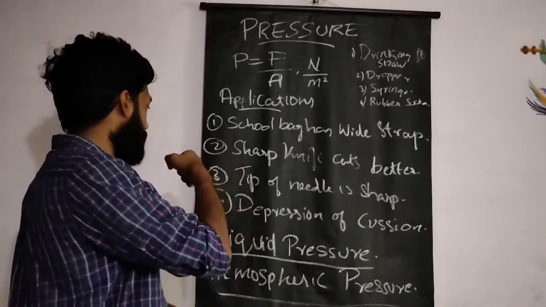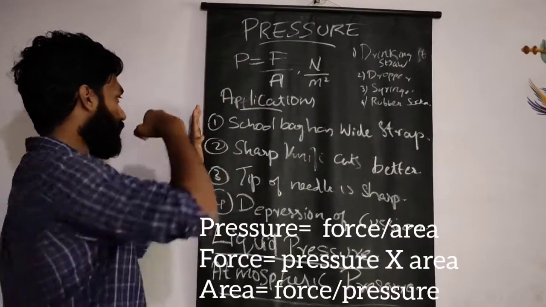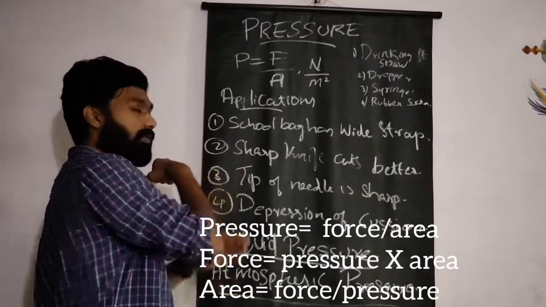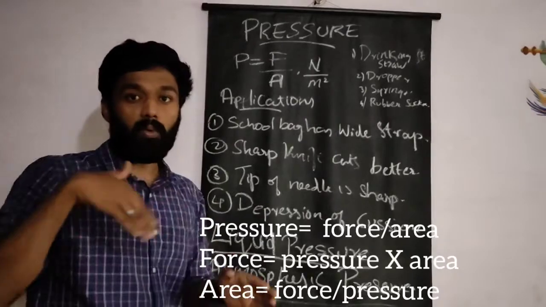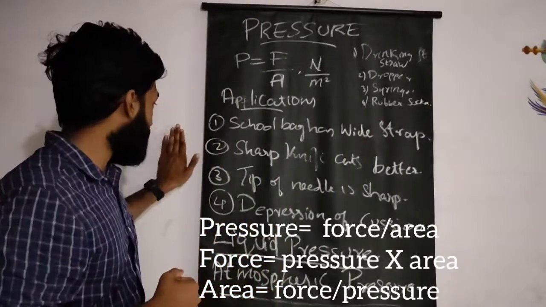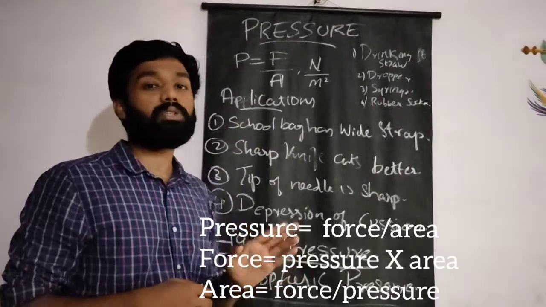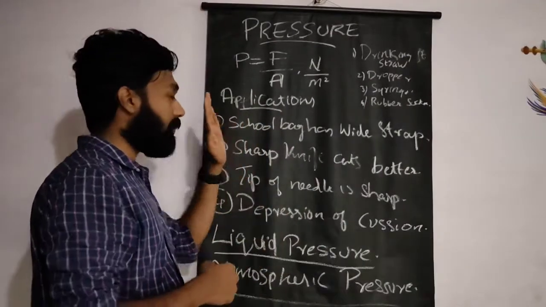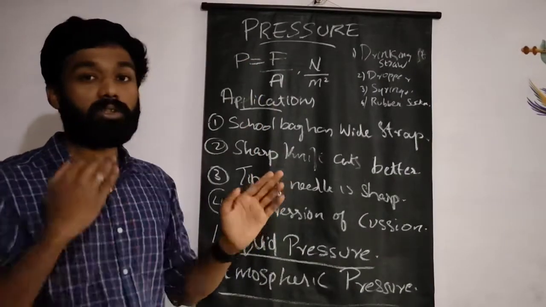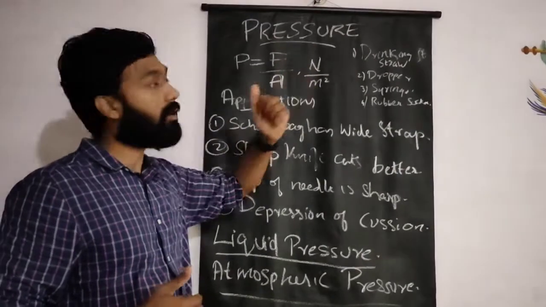If I am hitting this wall with the same force, I am hitting two surfaces, one which is flat and one which is not flat. At what time will I feel so much pain? When I am hitting the smooth or flat surface, I will not feel that much pain compared to when I am hitting a surface which is like this. Why? Because the area is low, so the pressure is more. That is, pressure is force per area, or force per unit area.